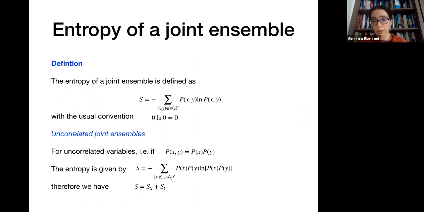So the entropy can be defined also for a joint ensemble. And if the joint ensemble defines uncorrelated variables, the entropy is additive. So the entropy of the joint ensemble is the sum of the entropies associated to the single variables. You know, this is only if they're uncorrelated.